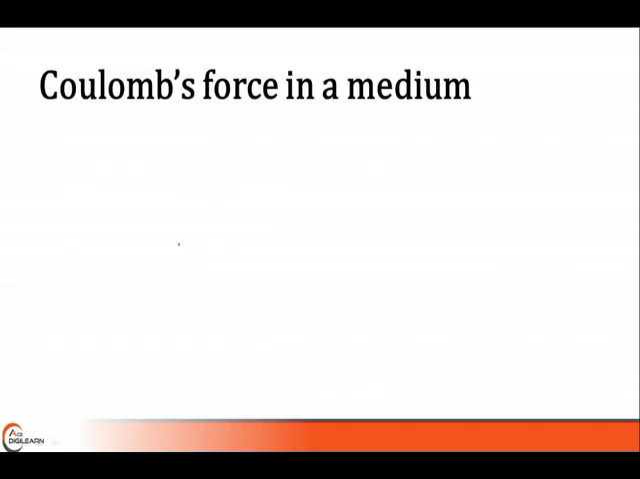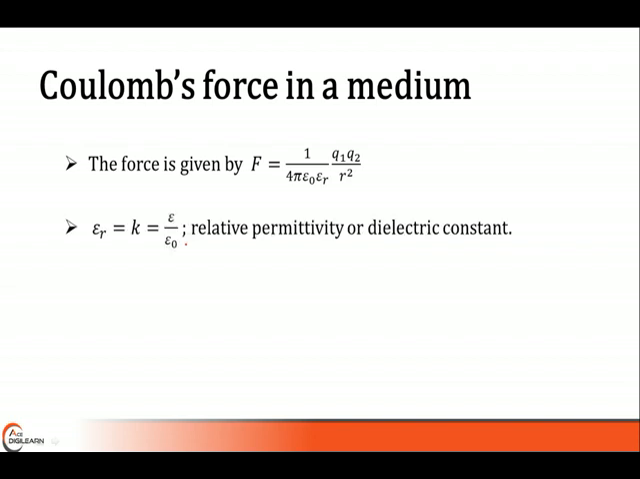Moving on to the next idea, Coulomb's force in a medium. When you have two point charges q1 and q2 separated by a distance r in a medium, then the force is given by 1 by 4 pi epsilon naught epsilon r q1 q2 by r squared, where epsilon naught times epsilon r, the product, is epsilon, the permittivity of the medium. Epsilon r, which is also denoted by k, is equal to epsilon by epsilon naught, that is the permittivity to absolute permittivity. It's called the relative permittivity or the dielectric constant.